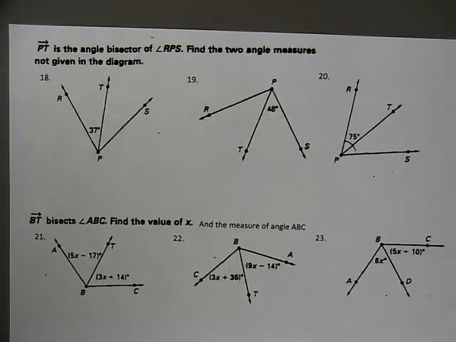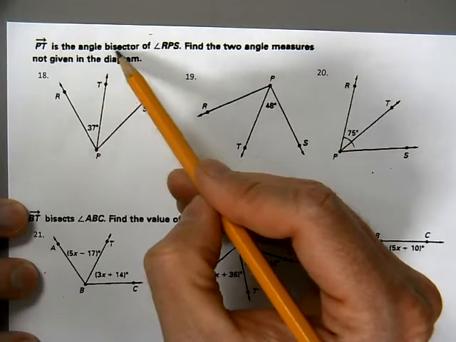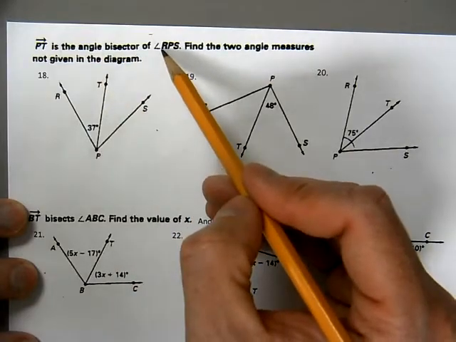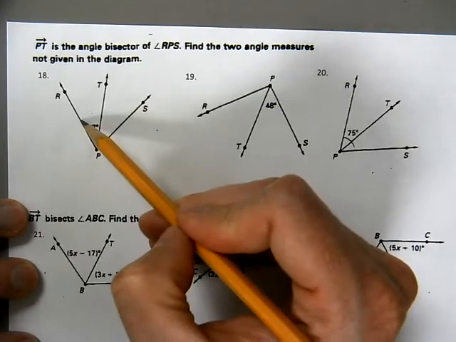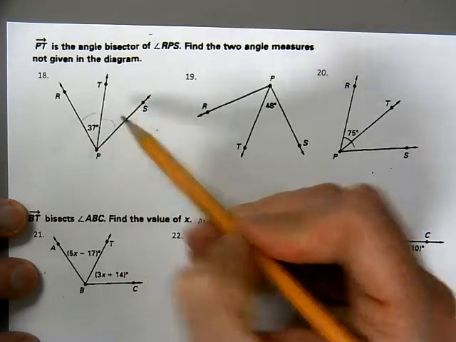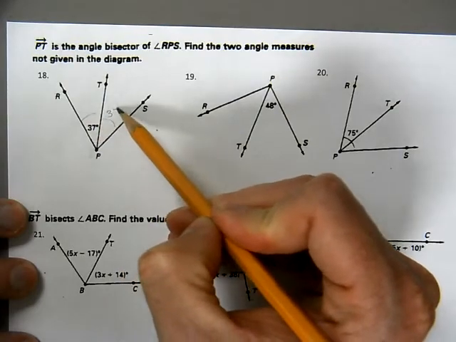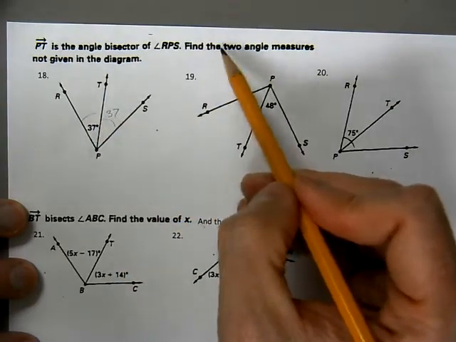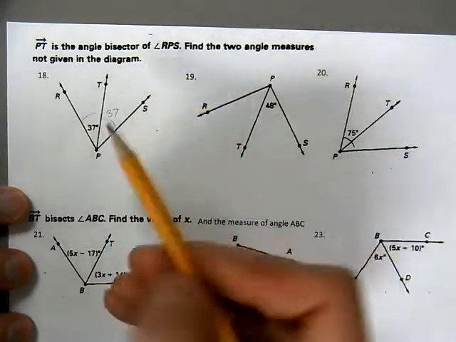On the back side, we're looking at PT, and PT is an angle bisector of angle RPS. So if it's an angle bisector, we know both of these angles are the same. So if this is 37, we know this guy's 37. Find the two angle measures not given in the diagram.